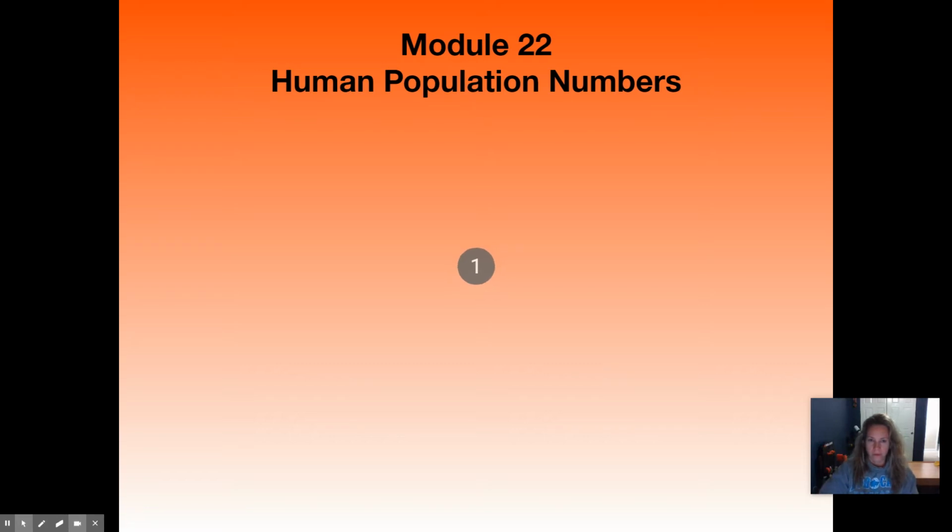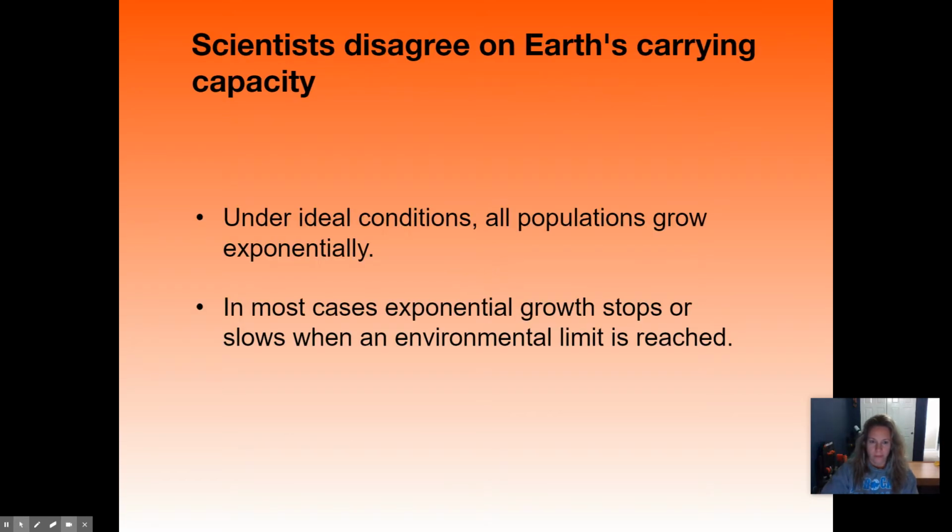Hello and welcome to Module 22, which is human population numbers. If we look at human population numbers, humans have grown quite fast over the last few hundred years, few thousand years actually. But if we look at the carrying capacity of Earth, there's a little bit of disagreement among scientists.